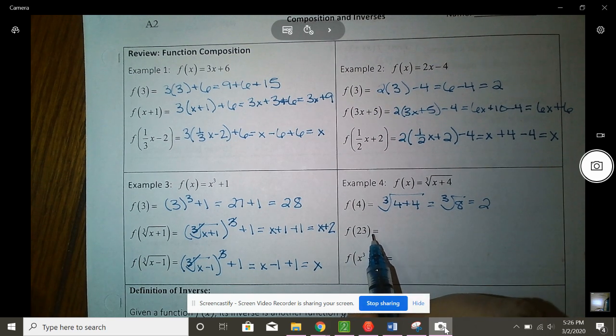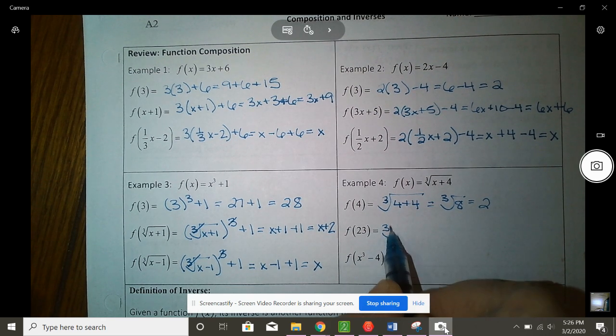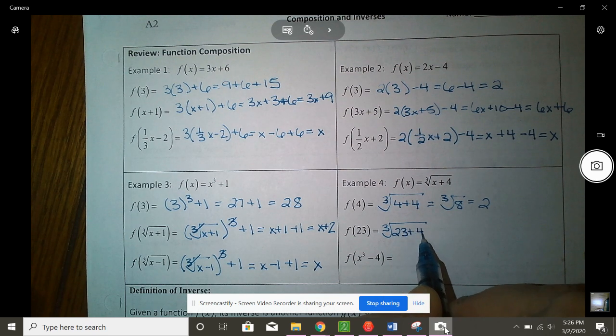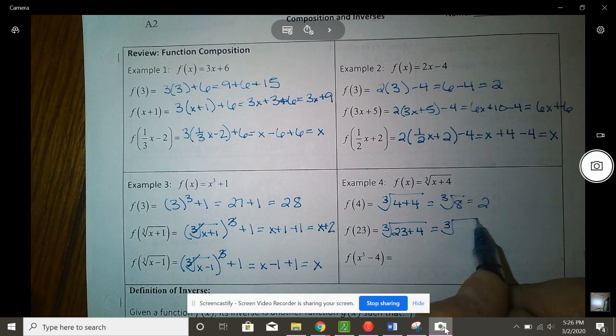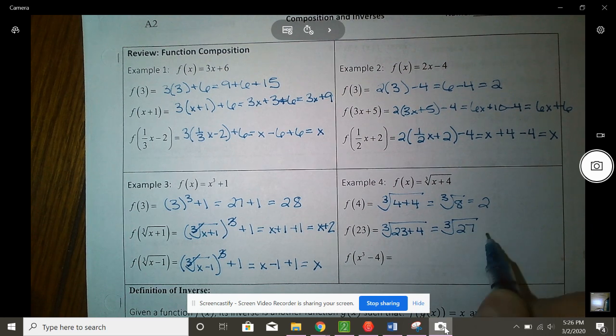Okay, next input value is 23. Input 23, where the x goes, add 4. Work on the inside of the radical first. 23 and 4 combine to make 27. And now you're thinking, what times itself 3 times makes 27? Or what's the cube root of 27? It's 3. 3 times 3 times 3 is 27.